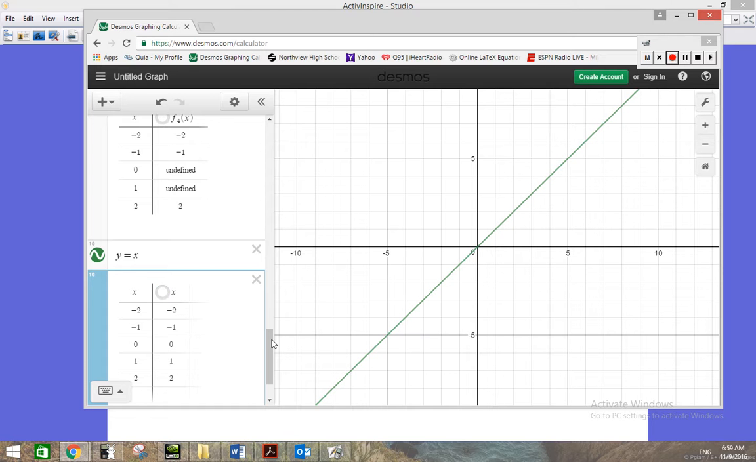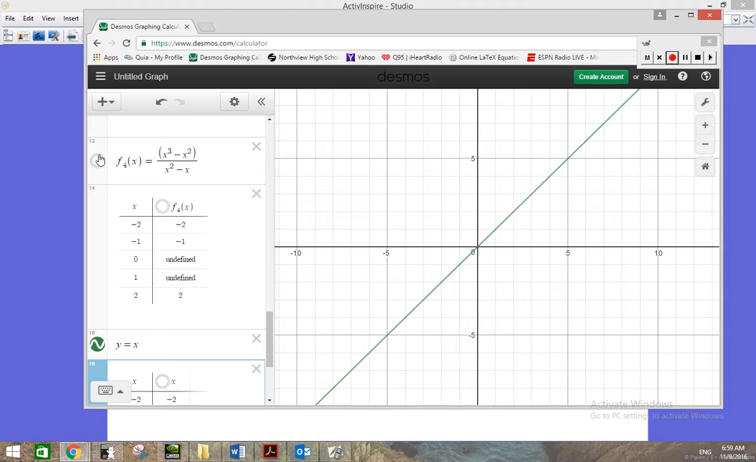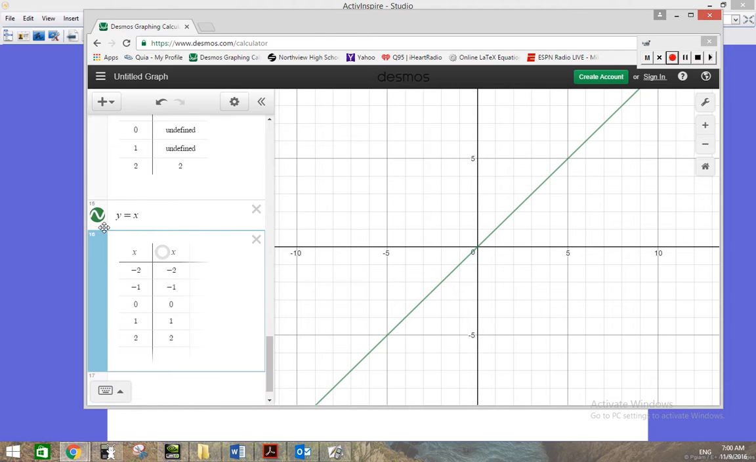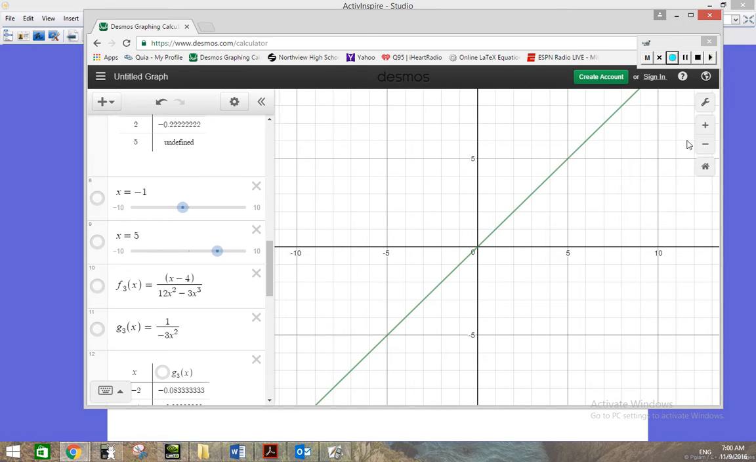And we know that because we know that these two graphs have the same appearance. The original graph just has two holes. It's not illustrated by this picture, but is illustrated through the table. And the second graph does not have the holes. And that's illustrated through the table, that at x equals 0 there is a related y value. And so anyway, I hope that helps.